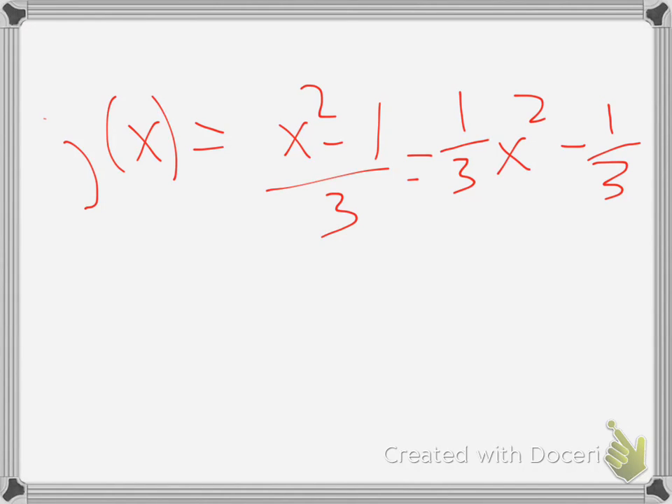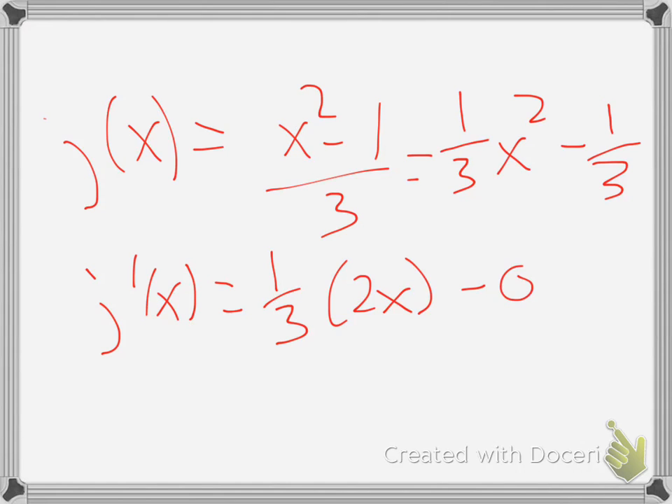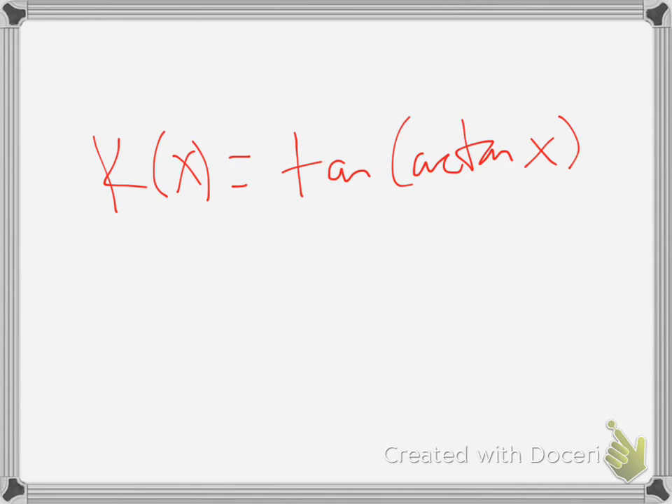So the 1/3, beside the x squared, is going to stay there. This becomes 2x, and the constant by itself becomes 0. So you just end up with 2/3 x for number 4. Number 5 was also a bit of a trick. This is k of x equals tangent of arctangent x, and you can work this out if you want, but it's a little easier if you simplify first. This is really just x because those are inverse functions, so the derivative is the constant 1.